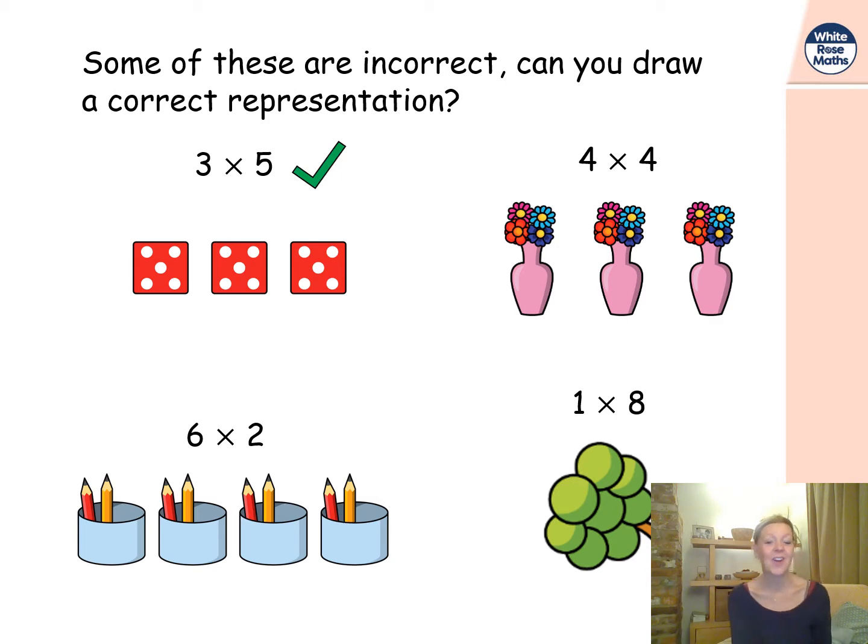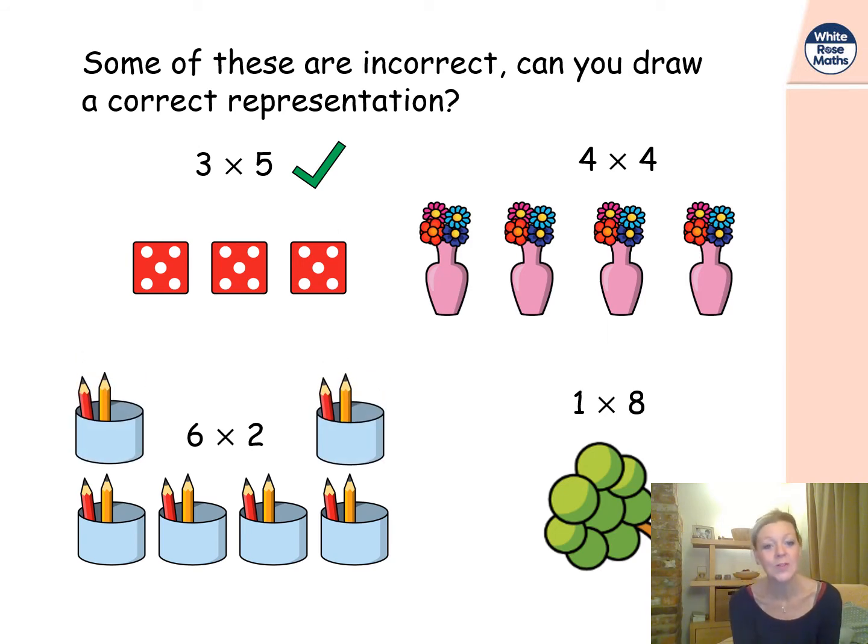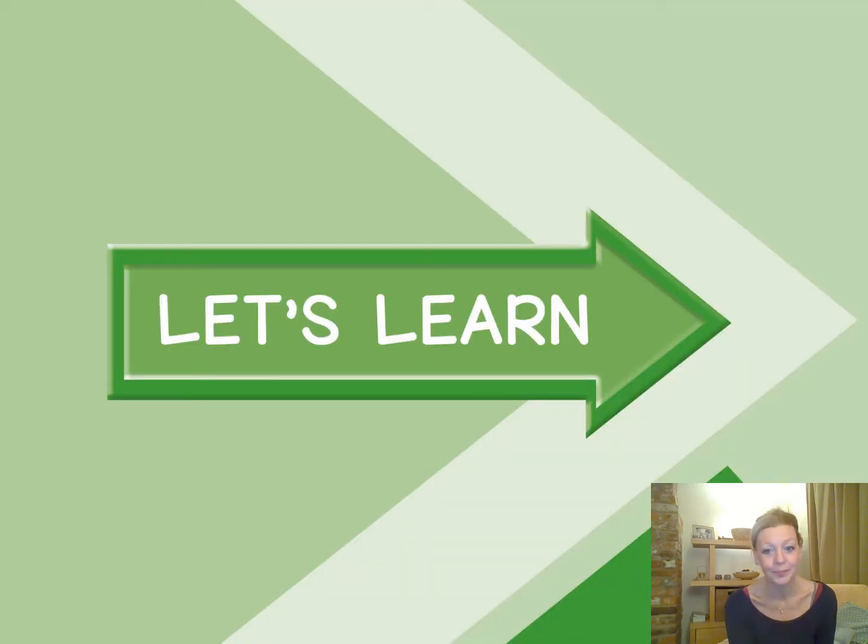3 lots of 5. Yes, there are 3 lots of 5 because there are 3 dice with 5 dots on. And with the vase, yes, you've got it right. You need to draw one more vase of 4 flowers. What did you need to do for the pencil pots? Yes, you did. You needed to draw 2 more equal groups of 2 to make 6 equal groups of 2. And the grapes, well, yes, there's just one group of 8 grapes.